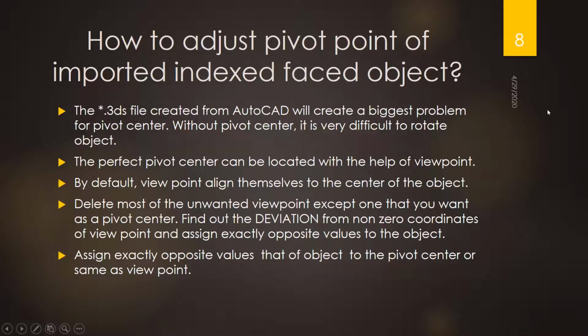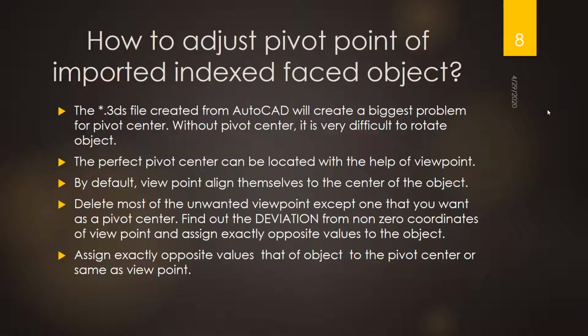Now the biggest problem is how to adjust the pivot point of the imported indexed face set object. That is the biggest problem in this particular exercise, and that is the biggest trick also. The 3ds file created from AutoCAD will create the biggest problem for the pivot center. Without the pivot center, it is very difficult to rotate the object. The perfect pivot center can be located with the help of the viewpoint, because the viewpoint will align itself to the center of the frame. By default, viewpoints align themselves to the center of the object.